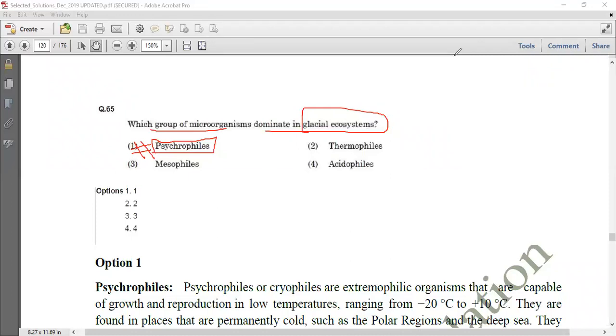Is it clear to everyone? 65, the correct answer is 1. Anyone having any doubt in this question? All the participants? Yes, 65 is first. Anyone having any doubt? Okay, now let's move to the next question.